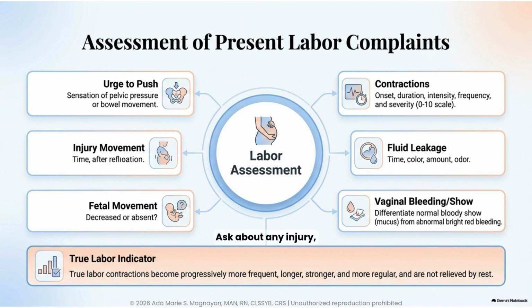Ask about any injury, fall, or trauma, including when it occurred and what happened afterward. If fluid leakage is reported, determine the time it began and the fluid's color, amount, and odor. Ask about fetal movement and whether it has decreased or stopped. For vaginal bleeding, distinguish a small amount of blood-tinged mucus, which may represent bloody show, from bright red or heavy bleeding, which is abnormal and must be escalated.